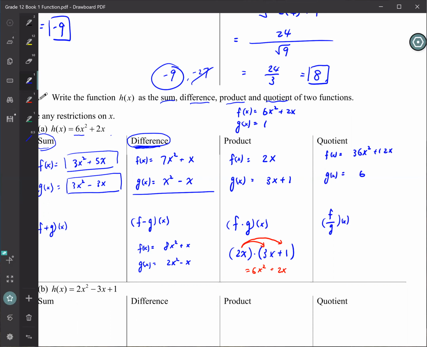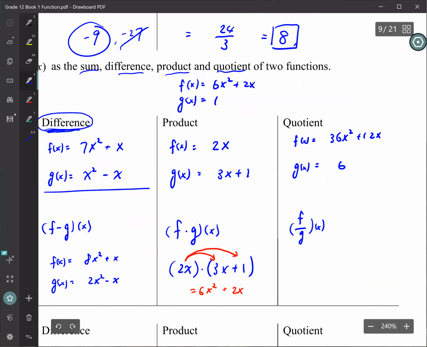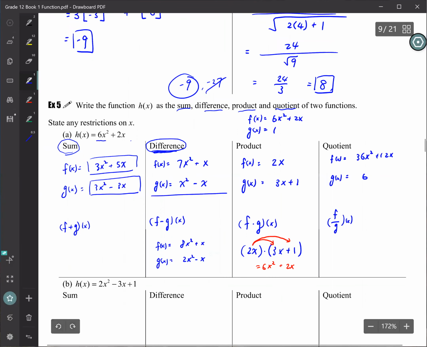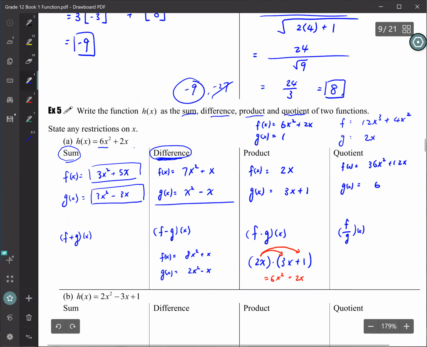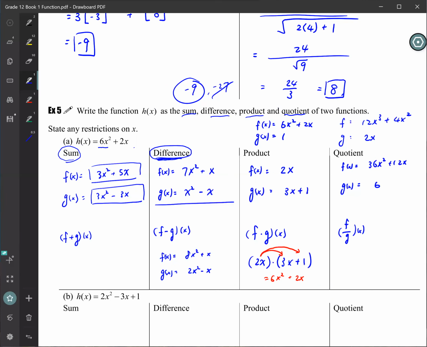Okay. What about William? Are you using 1 this time? I did not. What do you use? I have 12x to the power of 3 plus 4x to the power of 2, and then divided by 2x. Yeah. So you could also have a variable, right? If you want to divide by a variable, then you need to make the numerator have a higher exponent.